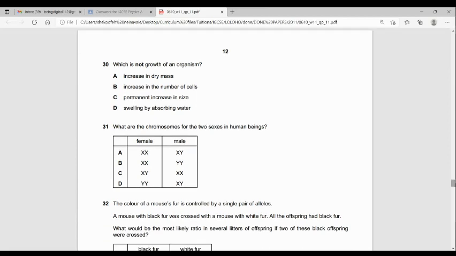Question number 30, which is not growth of an organism? Increase in dry mass. Of course, growth means the body size increases, the mass increases, and the number of cells increases. So this is the meaning of growth. But the one that is not the meaning of growth is swelling by absorbing water. If you see the cell getting bigger just because there is more water in it, it is swollen, quite hydrated. It doesn't mean that it's growing. It's just swelling because the body mass is not changing. The number of cells is not changing. And it isn't a permanent increase in size. It's just temporary. Once it loses water, it will decrease and shrink in size. So that's why D is the answer, because it's not the definition of growth.